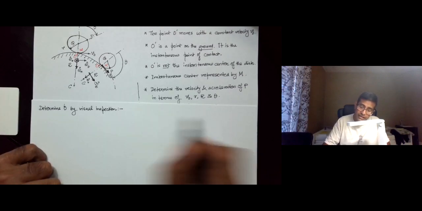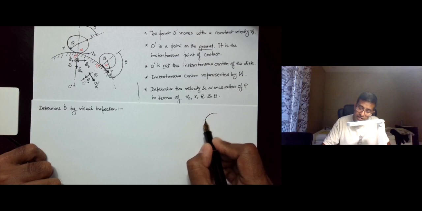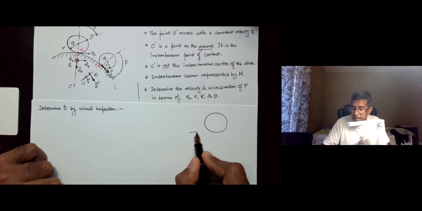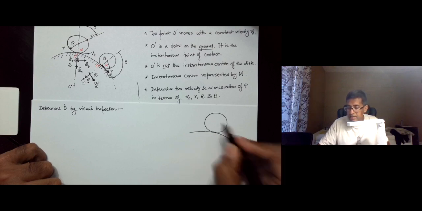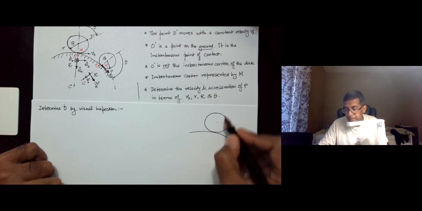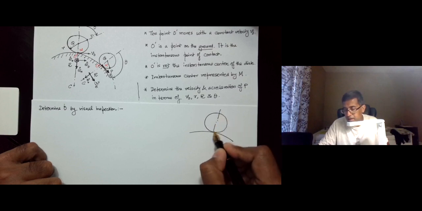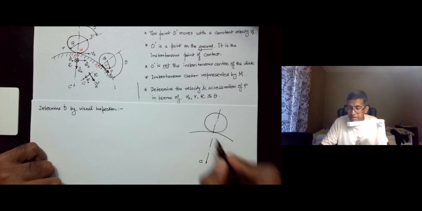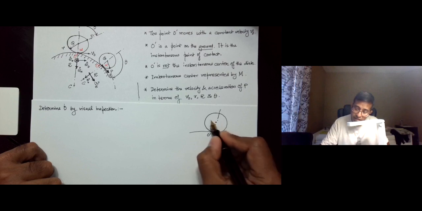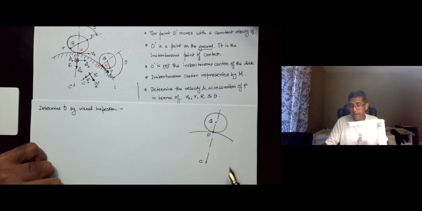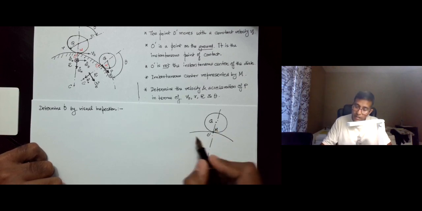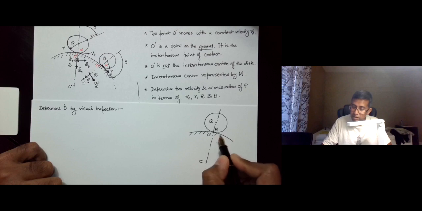Now what we are saying in this approach is that let us consider the disk, and let us say that this is the instant of interest. This is the center, this point is O prime on the surface, and this is Q. And here we have the point M, which is coincident with O prime, but it is a point on the disk.